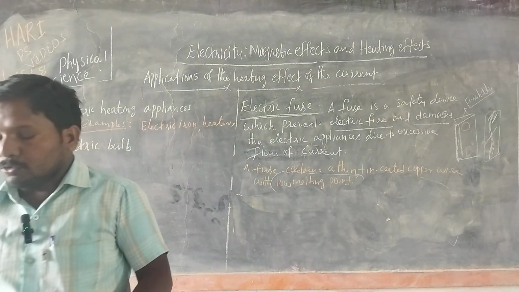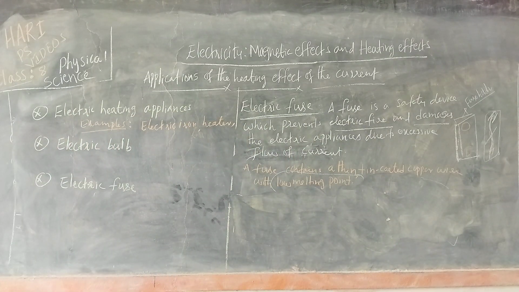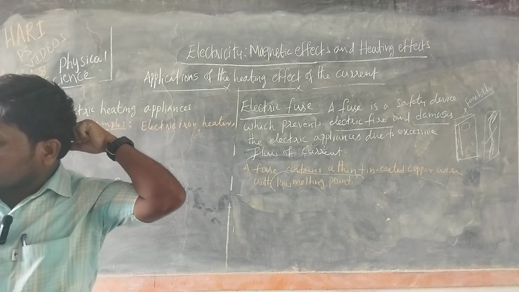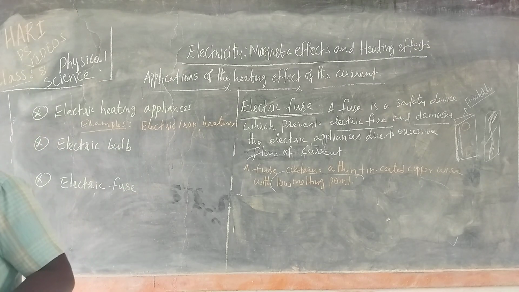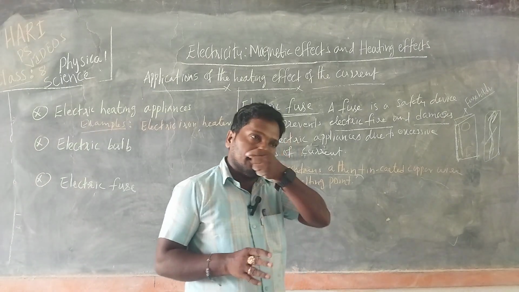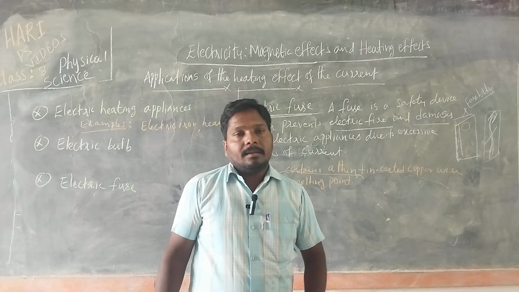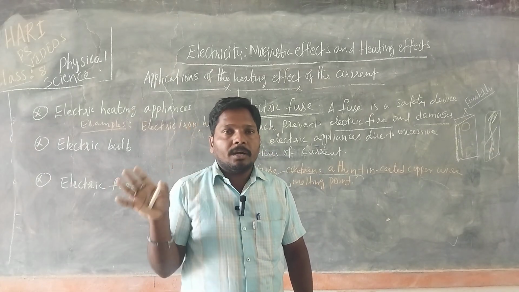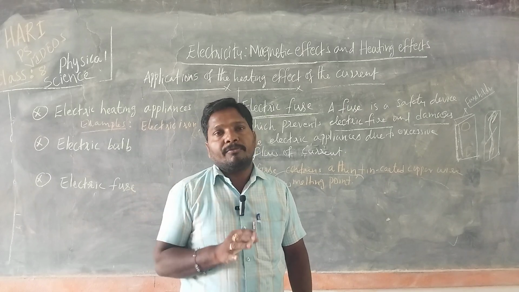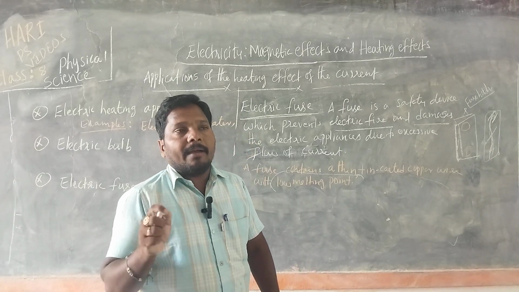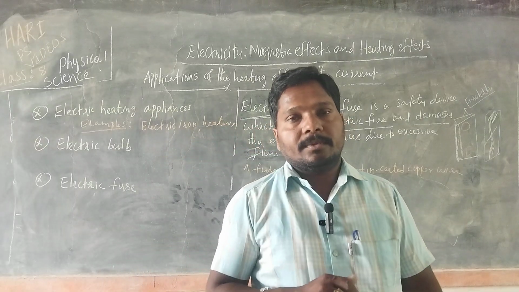Why does the electric fuse wire have a thin wire? Because it has a much greater resistance than the rest of the connecting wires. And we should not use a thick wire instead of a thin wire for fuse wire, because a thick wire has a low resistance.